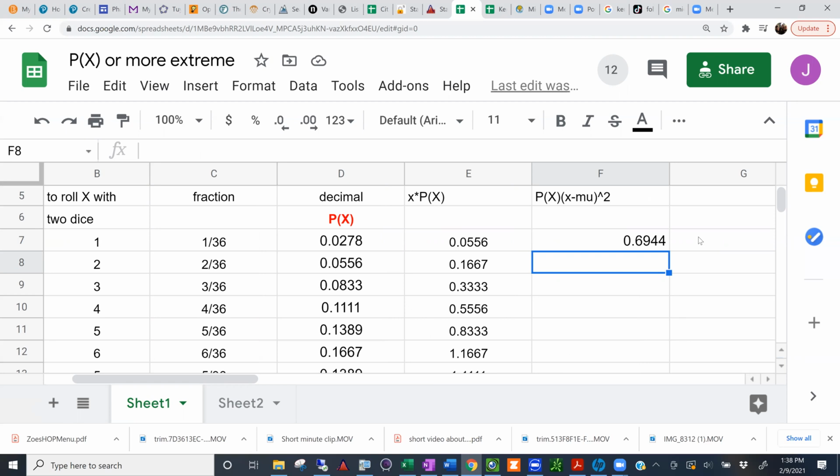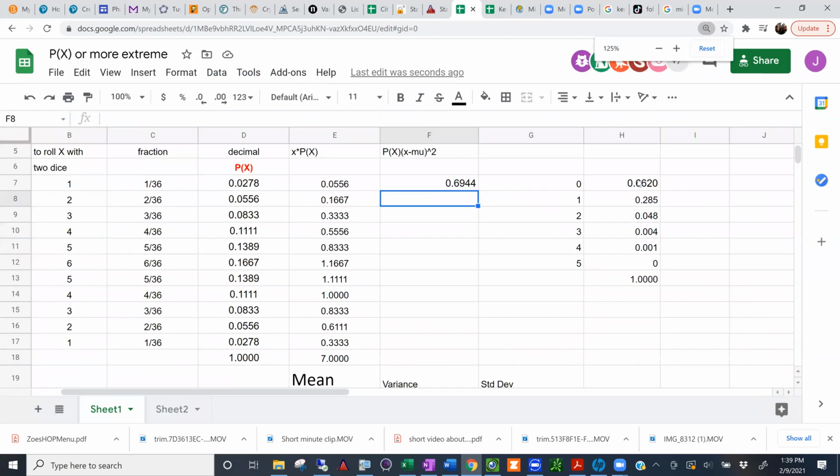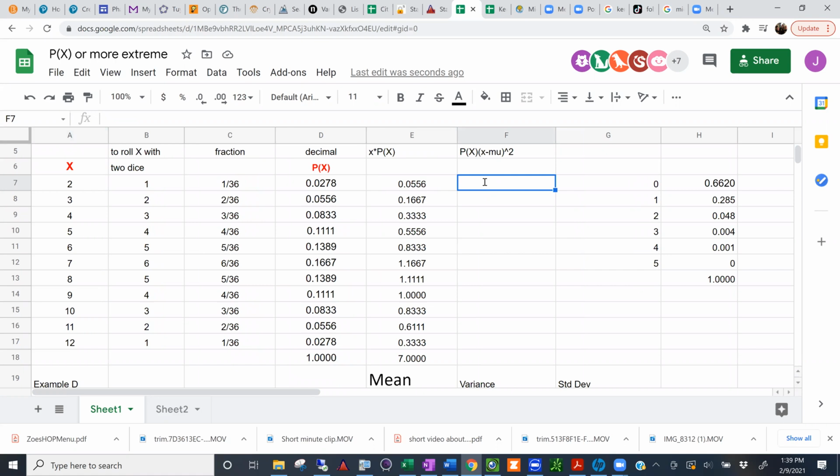Now, if you're struggling with that, I can do that again. So let me go back. I'll just delete that. It's going to go a little faster this time, but still going to repeat it. So I want equals. Then click the 2 underneath the X times left parenthesis. Actually, no, I'm sorry, I screwed that up. Equals P of X. So D7, then times parentheses A7 minus 7 squared.